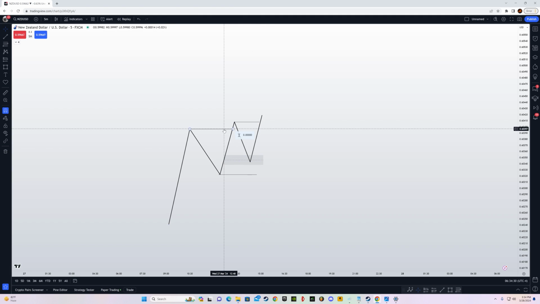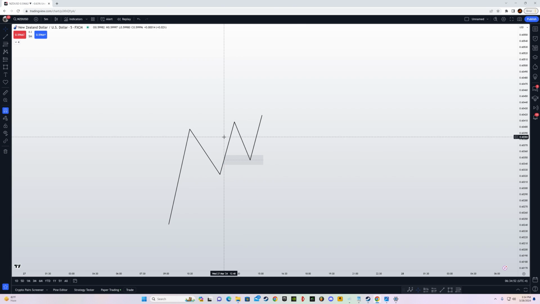So what strategy did I use in this trade, right? So I used internal range liquidity to external range liquidity. So once price came into my internal range, right, I dropped down to a lower time frame, and then I looked for a market structure shift, and then I took my entry.